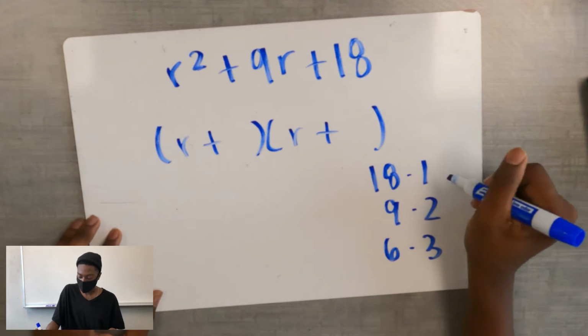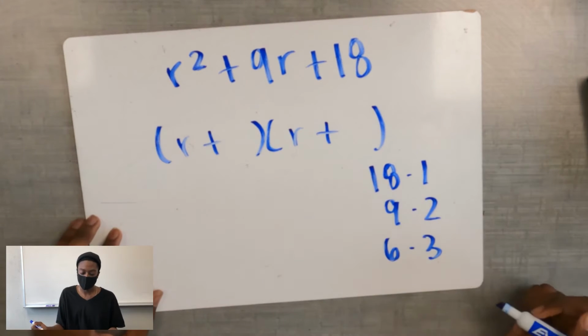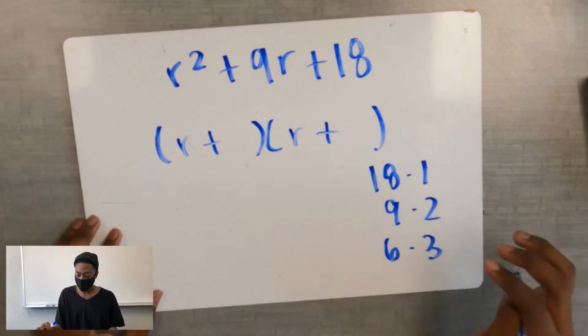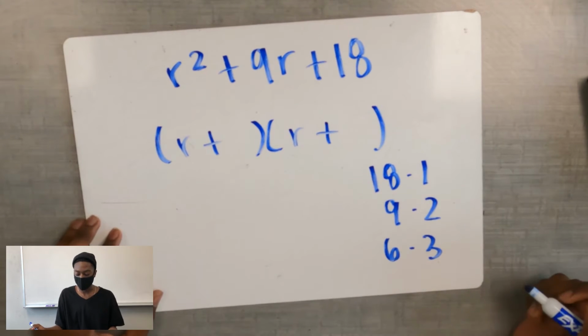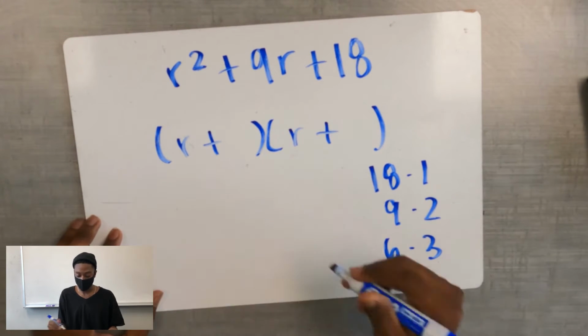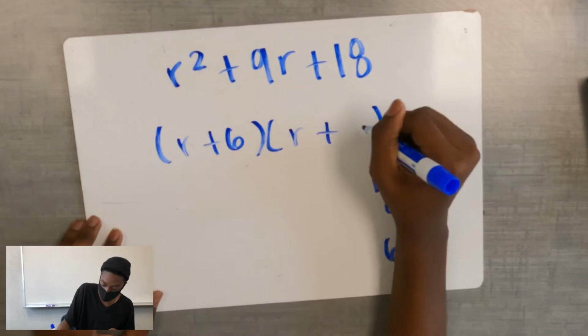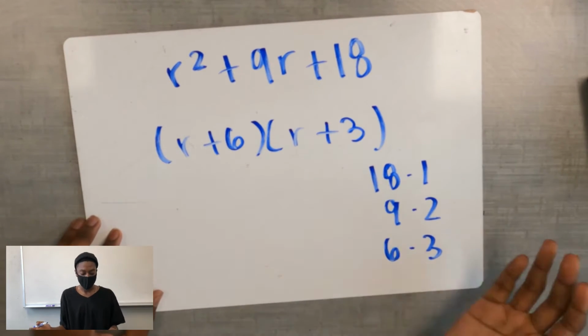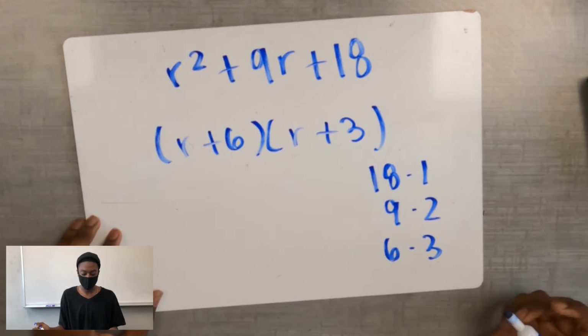So 18 plus 1, that's 19. That does not add together to get 9. 9 plus 2, that's 11. That does not add together to get 9. But 6 plus 3 adds together to get 9. So we're just going to plug in 6 and 3. Our factor of r squared plus 9r plus 18 is r plus 6 times r plus 3.